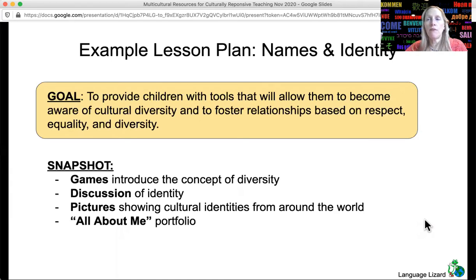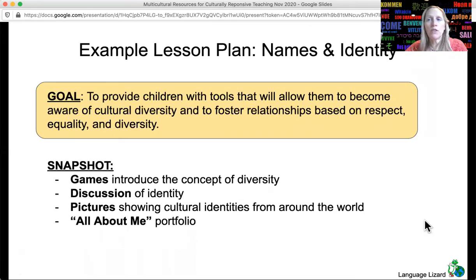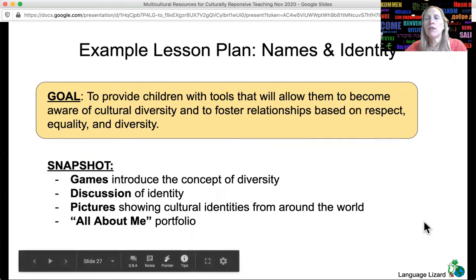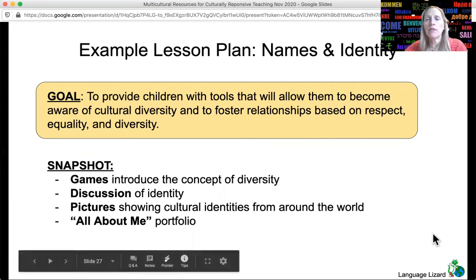Children discuss what features of their identity they have in common with their peers, what they have that's specific to their identity, which features of their identity are visible, which features are invisible. Pictures are used to encourage the realization of different cultural identities from around the world. And another thing I love about it is it includes the opportunity for children to create a portfolio of their work in an All About Me folder that they can add to and develop throughout the unit. So there are a lot of opportunities for them to share and to be proud of their uniqueness.